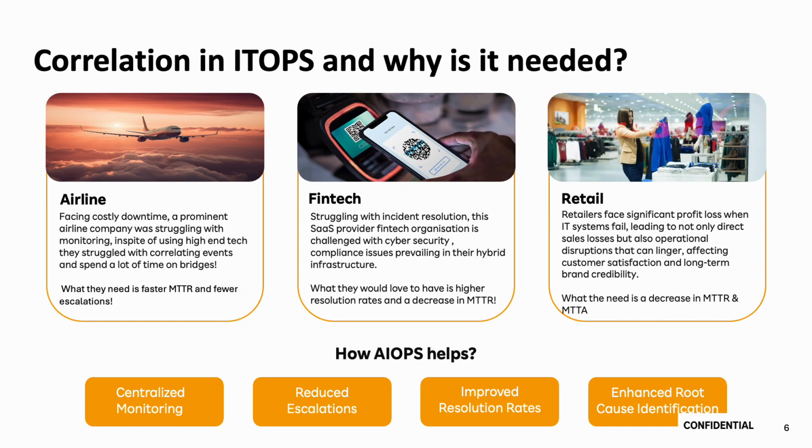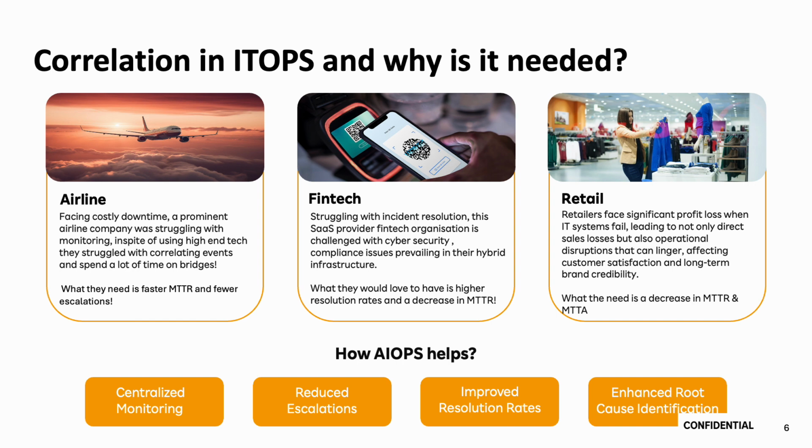Let us now look at industry-specific examples of why AI correlation in ITOps is needed. Let's say a prominent airline company was facing costly downtime and was struggling with monitoring. In spite of using high-end tech, they struggled with correlating events and spent a lot of time in war rooms and bridges. Similarly, struggling with incident resolution, there was a company, a SaaS provider fintech organization, which was challenged with cybersecurity compliance issues prevailing in their hybrid infrastructure.